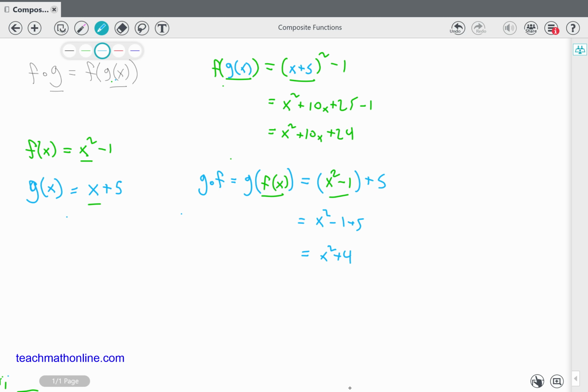So it depends on which function you're plugging into the other function. We got two brand new functions here, depending on whether we took f of g of x or g of f of x. So that's what a composition function is.